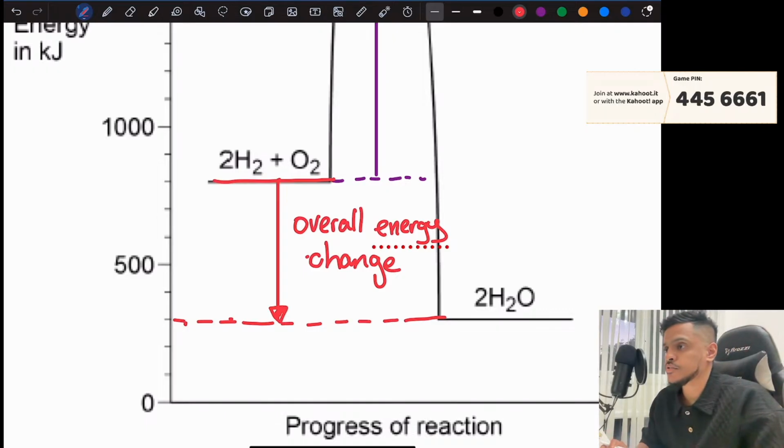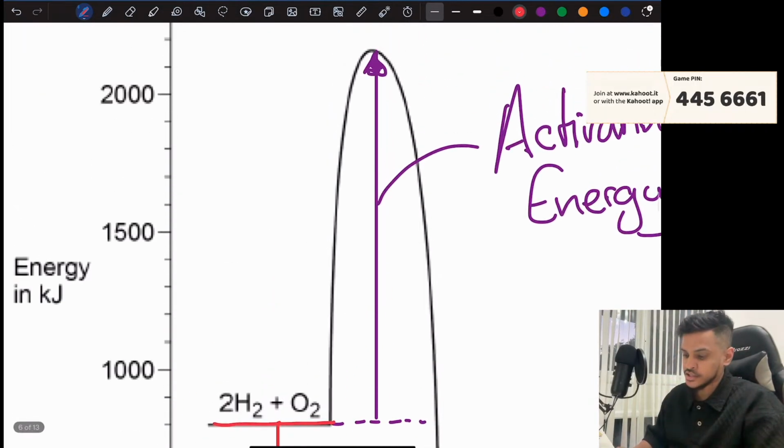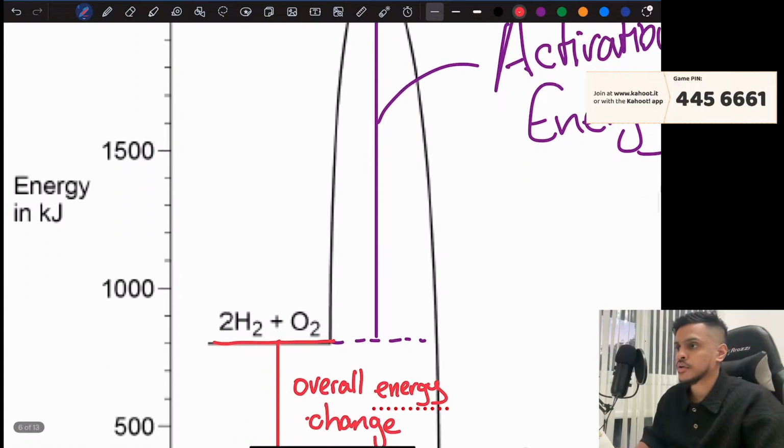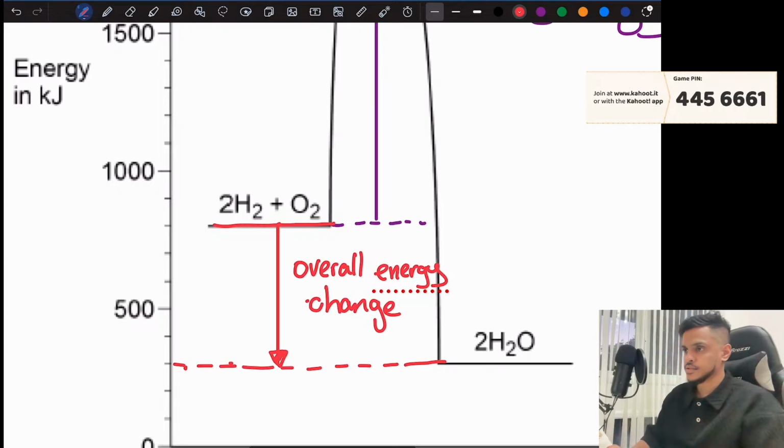So activation energy, it decreases. No, you don't say activation energy decreases. Energy decreases. Activation energy is always this upward arrow. So when the product line is less or below, then it's exothermic. So how do we know it's exothermic? You know it's exothermic, guys, when the products are lower than the reactants. If the products are higher than the reactants, it's endothermic. Make sense? Let me know, guys.